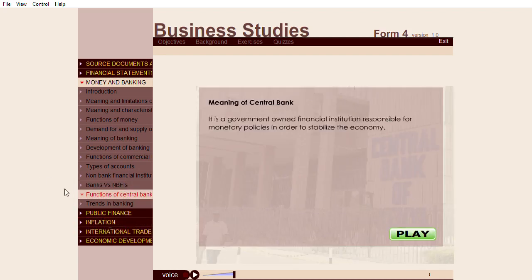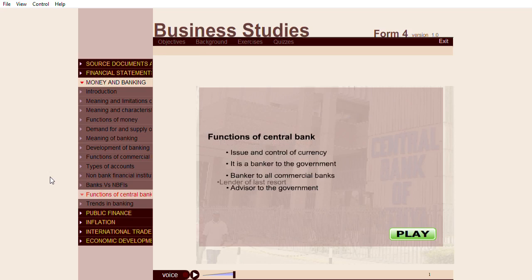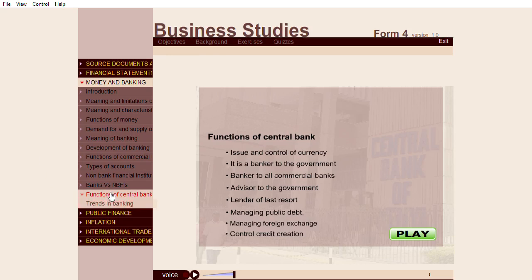Meaning of central bank. It is a government-owned financial institution responsible for monetary policies in order to stabilize the economy. Functions of central bank. Issue and control of currency. It is a banker to the government, banker to all commercial banks, advisor to the government, lender of last resort, managing public debt, managing foreign exchange, and control of credit creation.